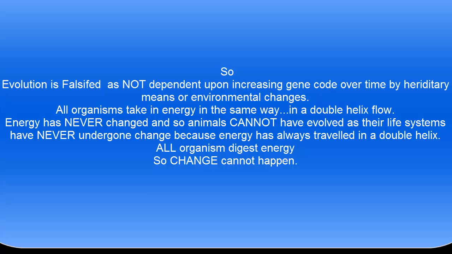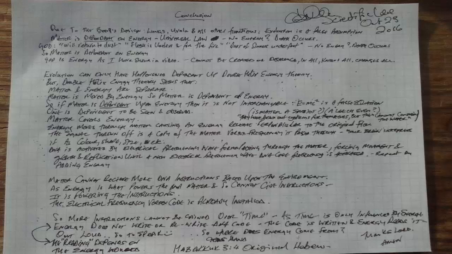All organisms take in energy in the same way, in a double helix flow. Energy has never changed, and so animals cannot have evolved as their life systems have never undergone change because energy has always travelled in a double helix. All organisms digest energy, so change cannot happen. So you might want to say, well, how does that affect evolution? Evolution is just different energy making different changes and causing all that kind of thing. Well, no. What it proves is that I've shown that the body is based upon energy intake.